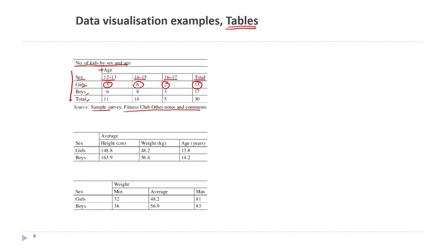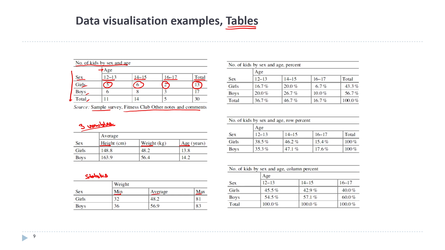So, this is the second table that presents averages between 3 variables: height, weight, age. This is the third table where several statistics are given, for example, minimum, average, maximum. Statistics or the parameters are given here: minimum, average or maximum. Another kind of table that we present here is percentages. This is a starting point of data visualization.